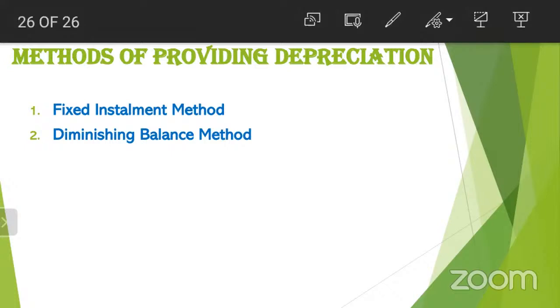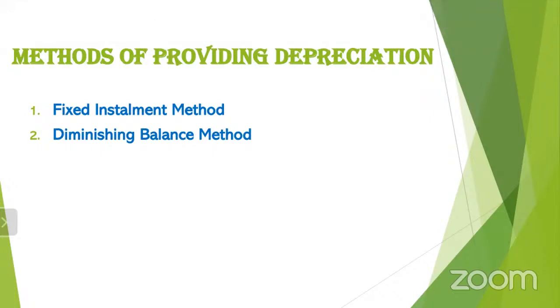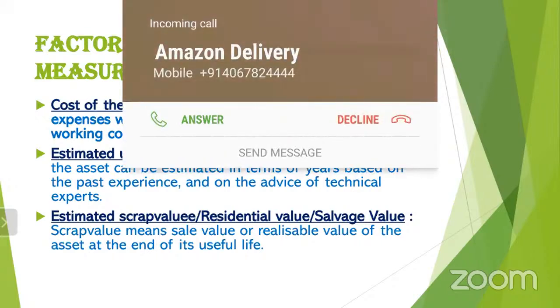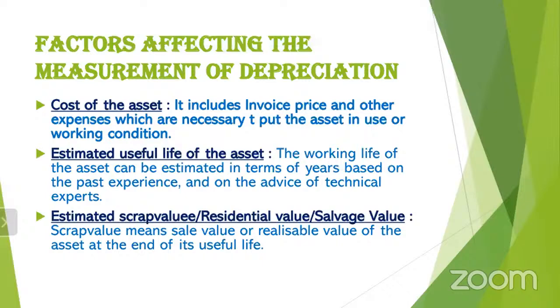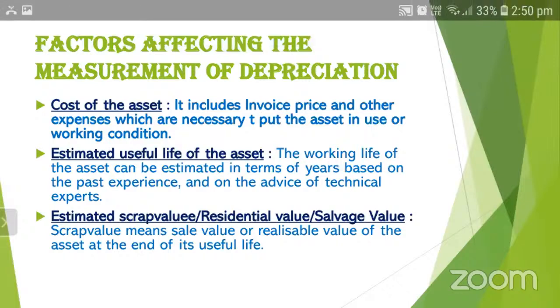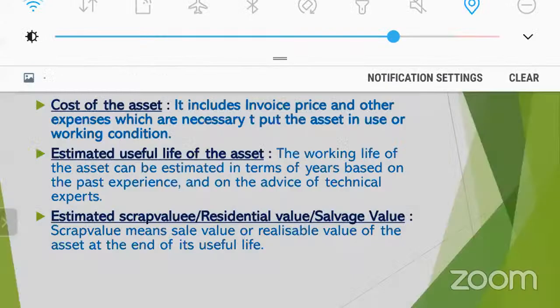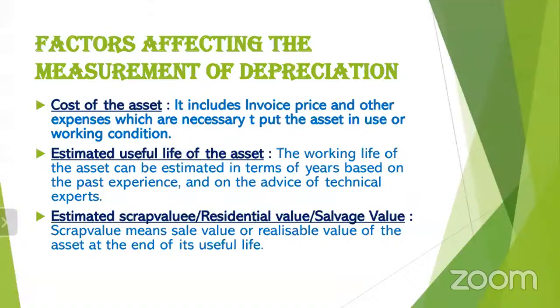These are the factors which affect the measurement of depreciation. First, the cost of the asset, which includes the invoice price and other expenses which are necessary to put the asset in use or working condition. We can find the cost of the asset.